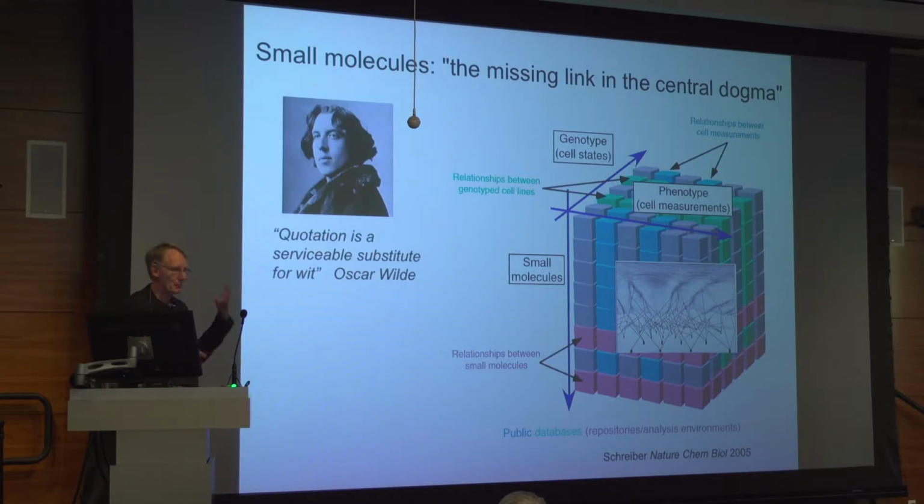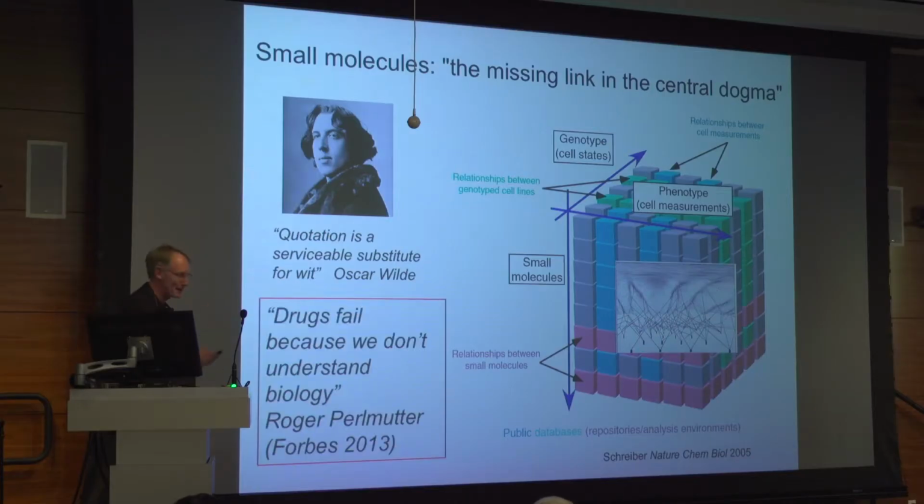Okay, so I heard a couple of good quotes from Ralph this morning, and this is a quote from Oscar Wilde: "Quotation is a serviceable substitute for wit." In other words, if you can't be intelligent, at least quote someone who's intelligent. So I think Ralph and I are on the same page here.